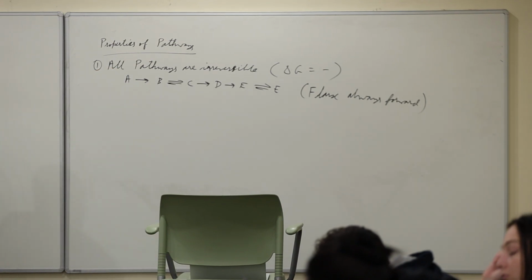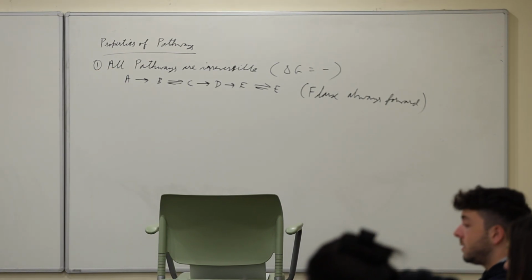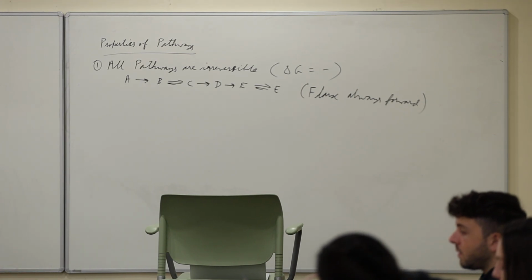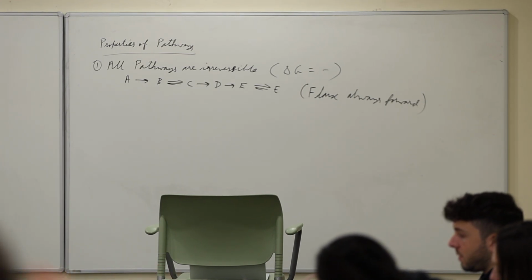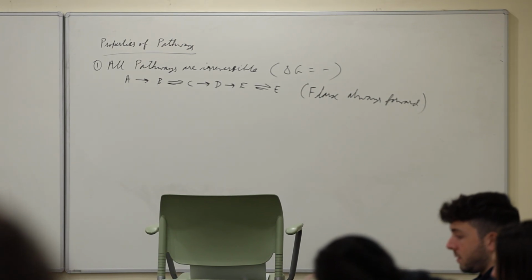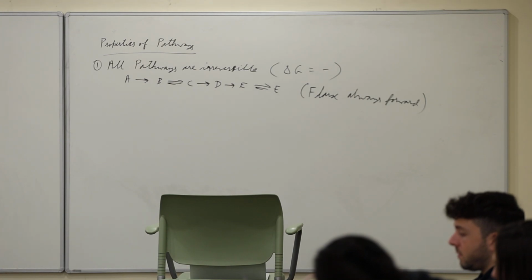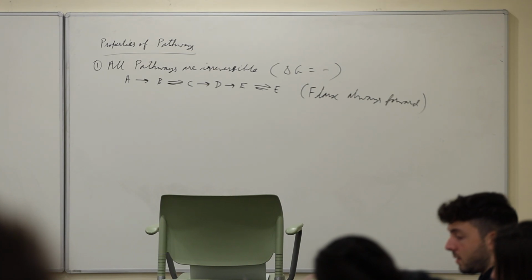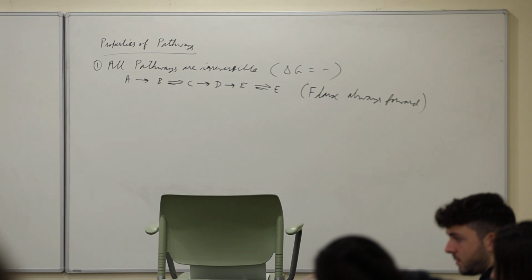Which means that no pathway will go in the opposite direction. If you are making pyruvate from glucose by the pathway called glycolysis, then glycolysis will never make glucose from pyruvate. So pyruvate can never go back to glucose using the same pathway. There may be another pathway that takes pyruvate to glucose, but that is a different pathway with a different name and different reactions. This pathway can only move in the forward direction. No pathway can go in the backward direction.